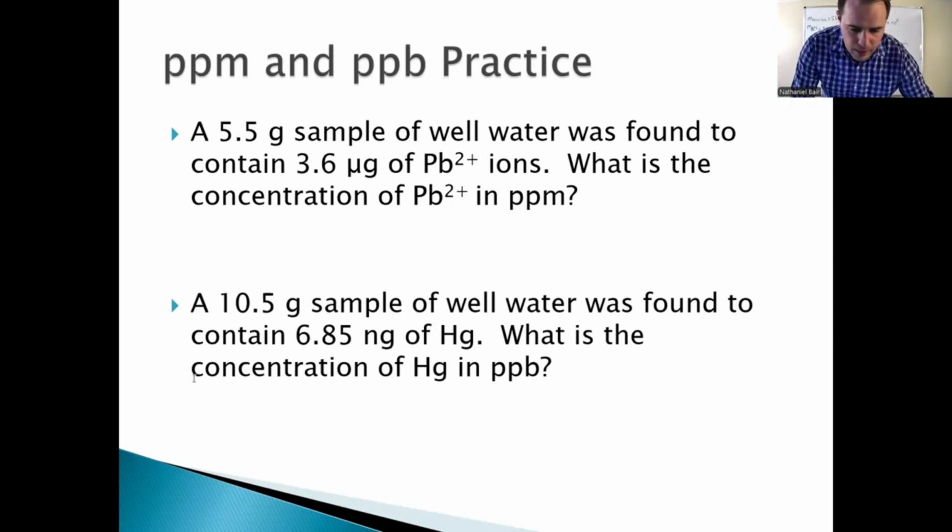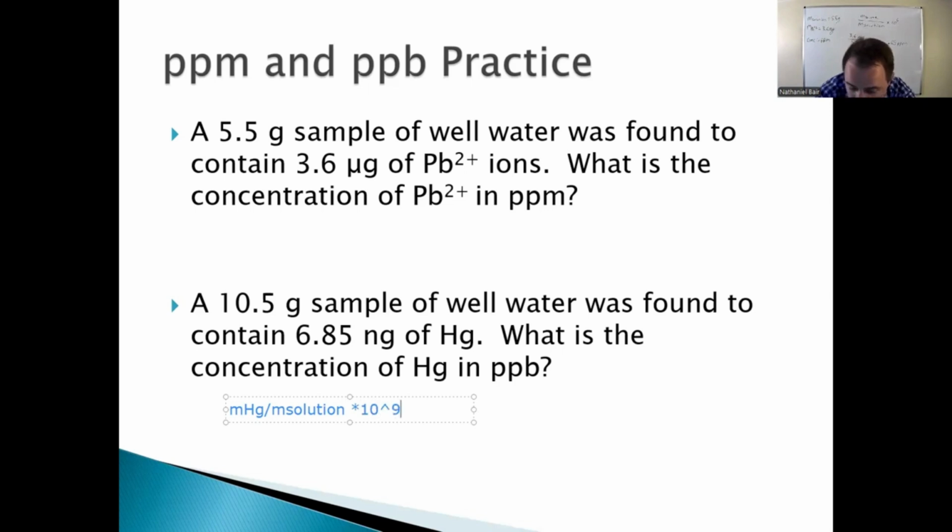Instead of taking the mass of the mercury and dividing it by the mass of the solution and then multiplying by 1,000,000,000, since the mass of the solute is in nanograms, that gets rid of the multiply by 1,000,000,000 step, because the mass of the solute has already been multiplied by 1,000,000,000 because it's a nanogram. So it's a shortcut you can take. If the mass of the solute's already in nanograms, you don't need to multiply by 1,000,000,000.